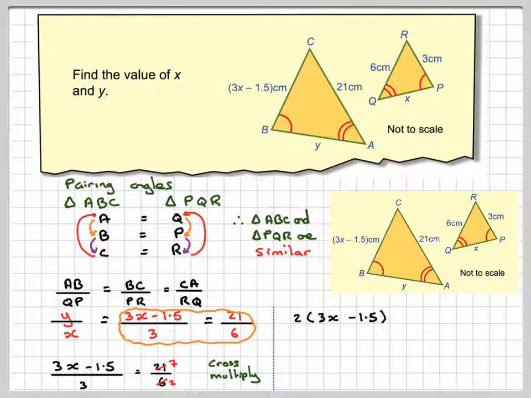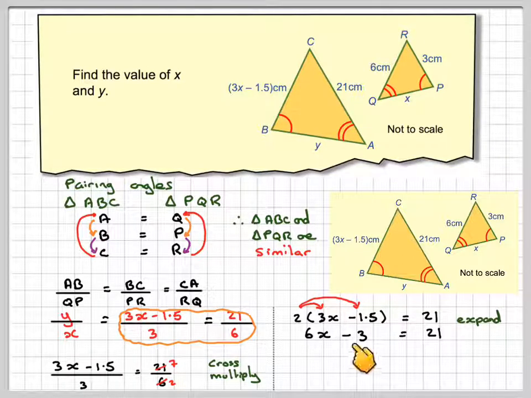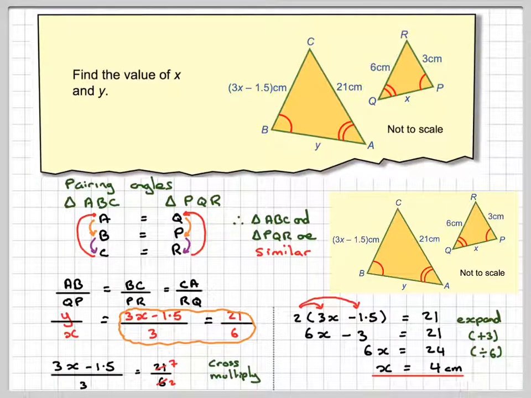And then do 3 times 7, which is 21. Expanding the bracket, we're going to get 2 times 3x, which is 6x. 2 times minus 1.5, which is minus 3, is equal to 21. Now we're going to add 3 to both sides. So we're going to get that 6x is equal to 21 plus 3, which is 24. We're going to divide by 6, and then we're going to get that x is equal to 4 centimetres.